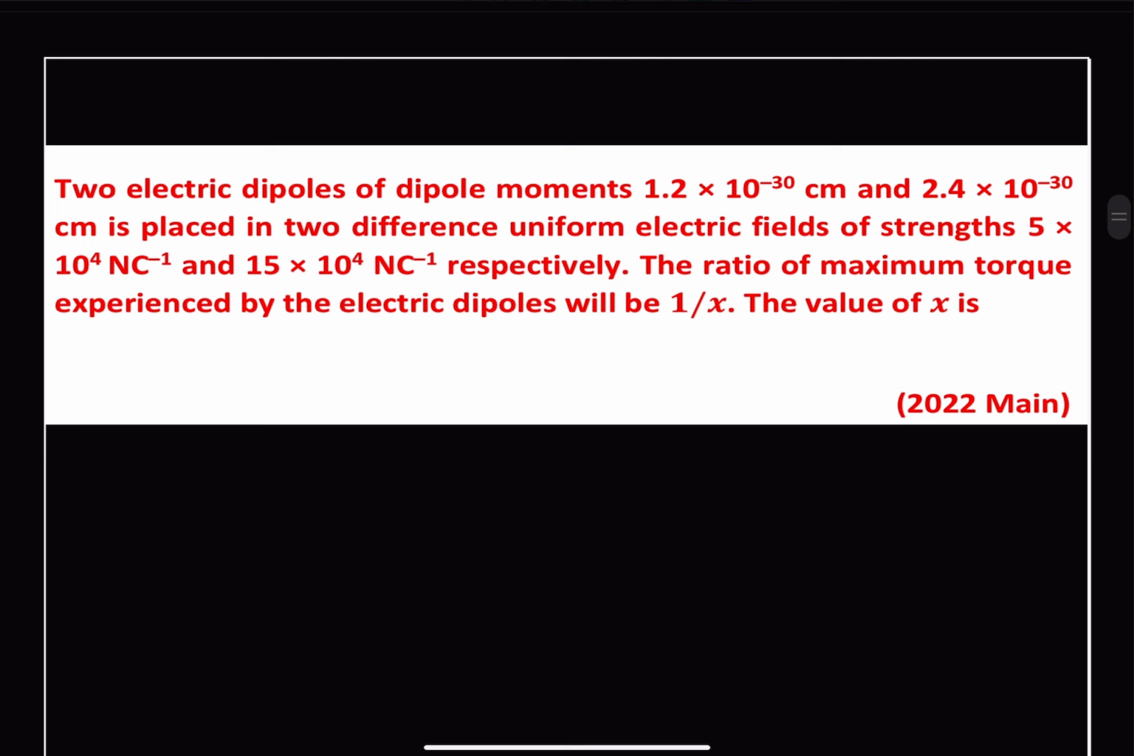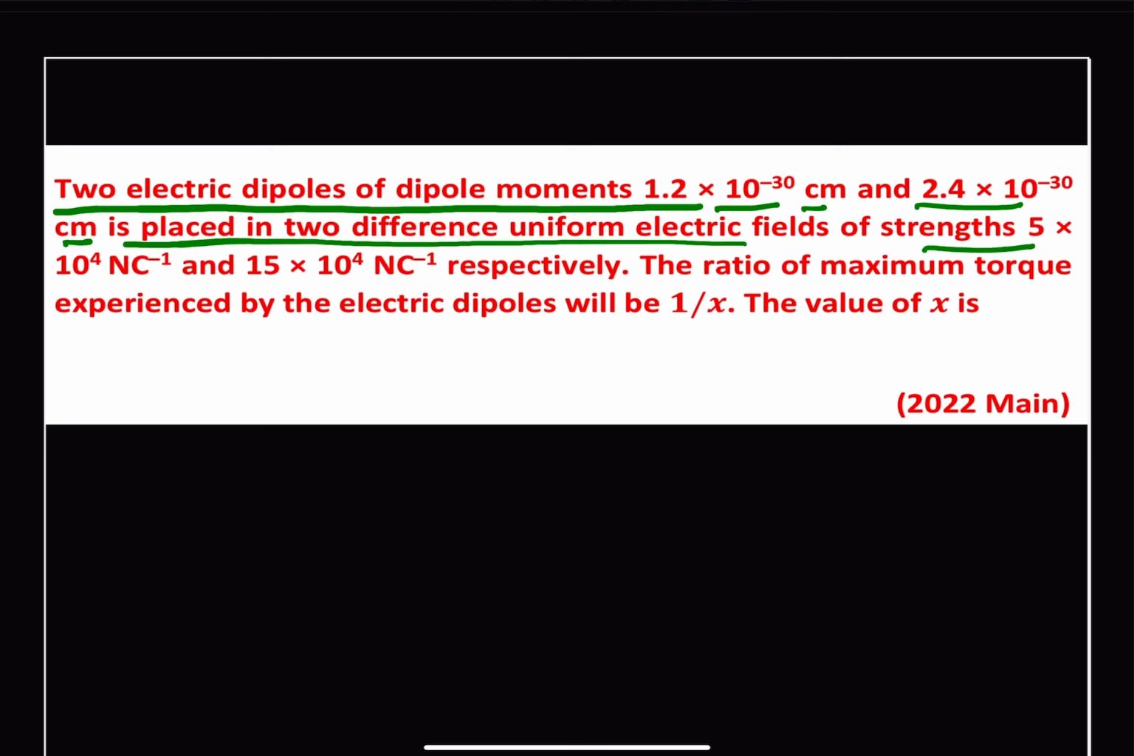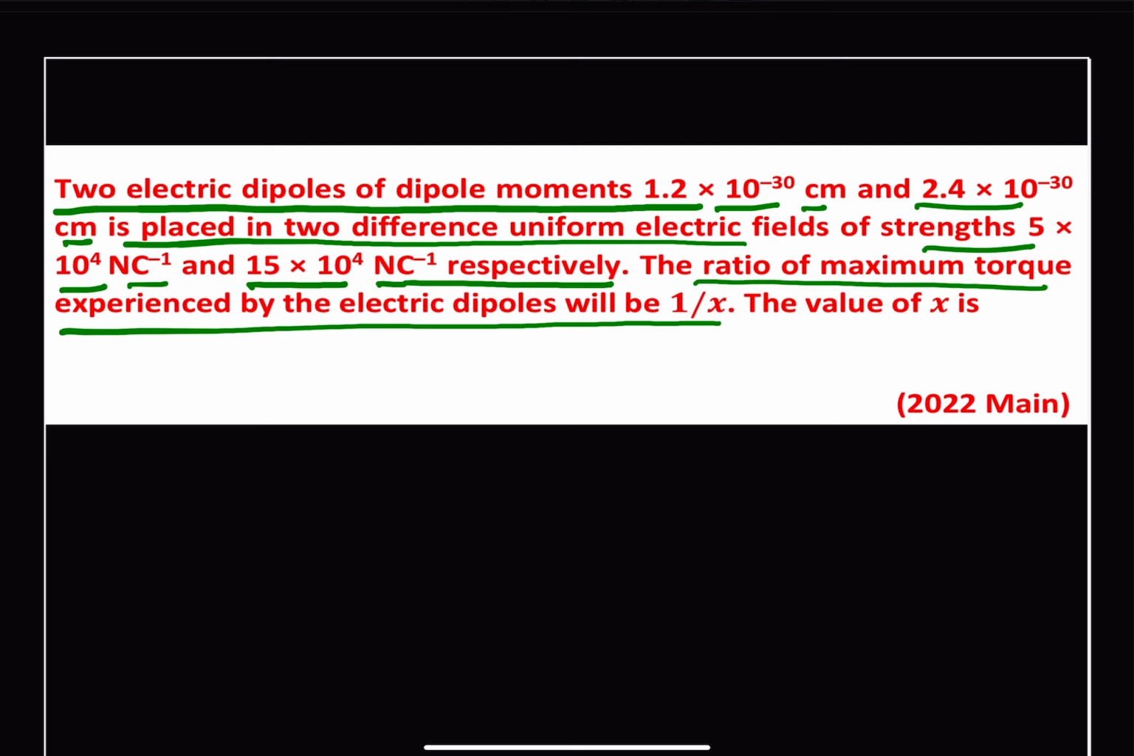Next question. We are given two electric dipoles of dipole moment 1.2 into 10 to the power minus 30 centimeter and 2.4 into 10 to the power minus 30 centimeter, I think. Yeah, they are placed in two different uniform electric fields of strength 5 into 10 to the power 4 Newton per coulomb and 15 into 10 to the power 4 Newton per coulomb respectively. The ratio of maximum torque experienced by the electric dipoles will be 1 by x. The value of x is.